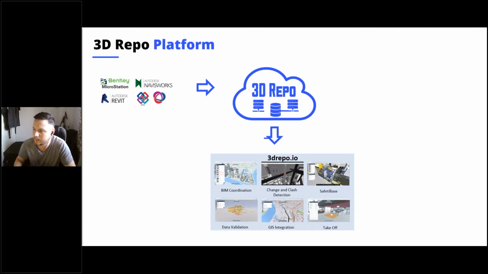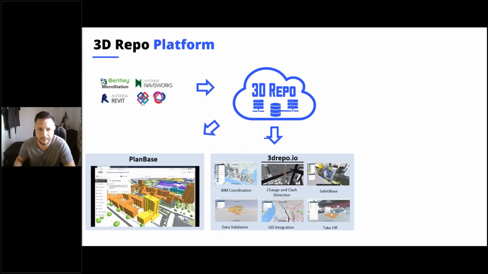This is a web-based platform used for federating models together, running things like clash and change detection, and running all of your issue tracking, and this is our flagship product at the moment and where people come to view their models. We did release another product last year called Plan-Base. So this allows you to bring those same models into a publicly facing web platform. This is used mainly for community engagement and feedback at the planning stage.